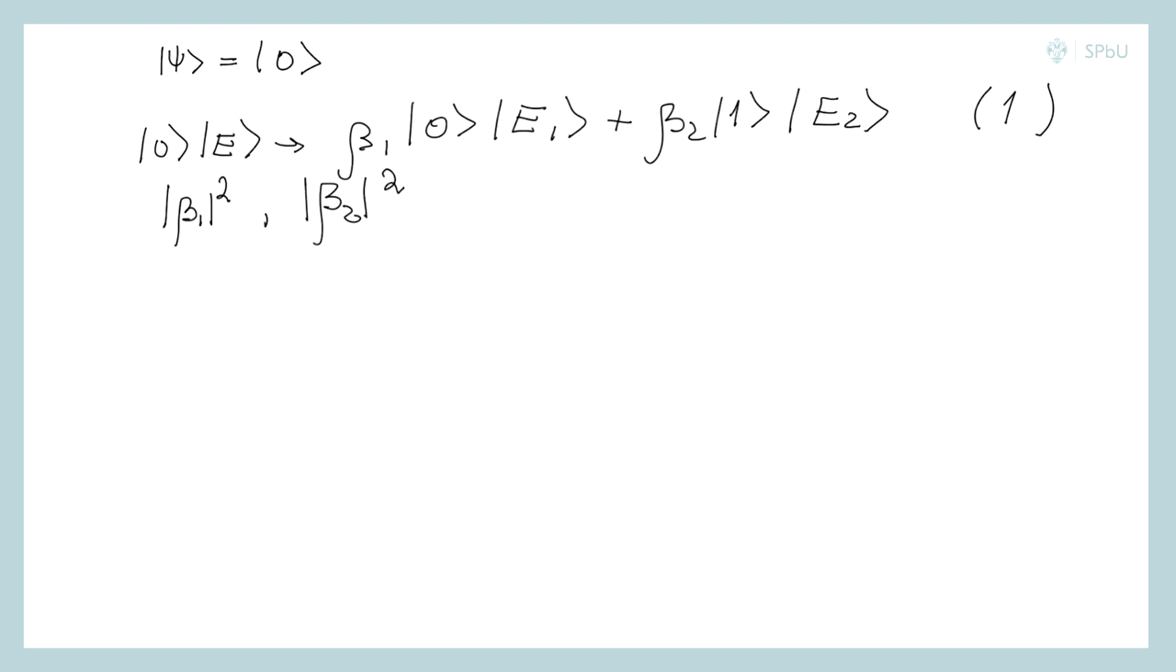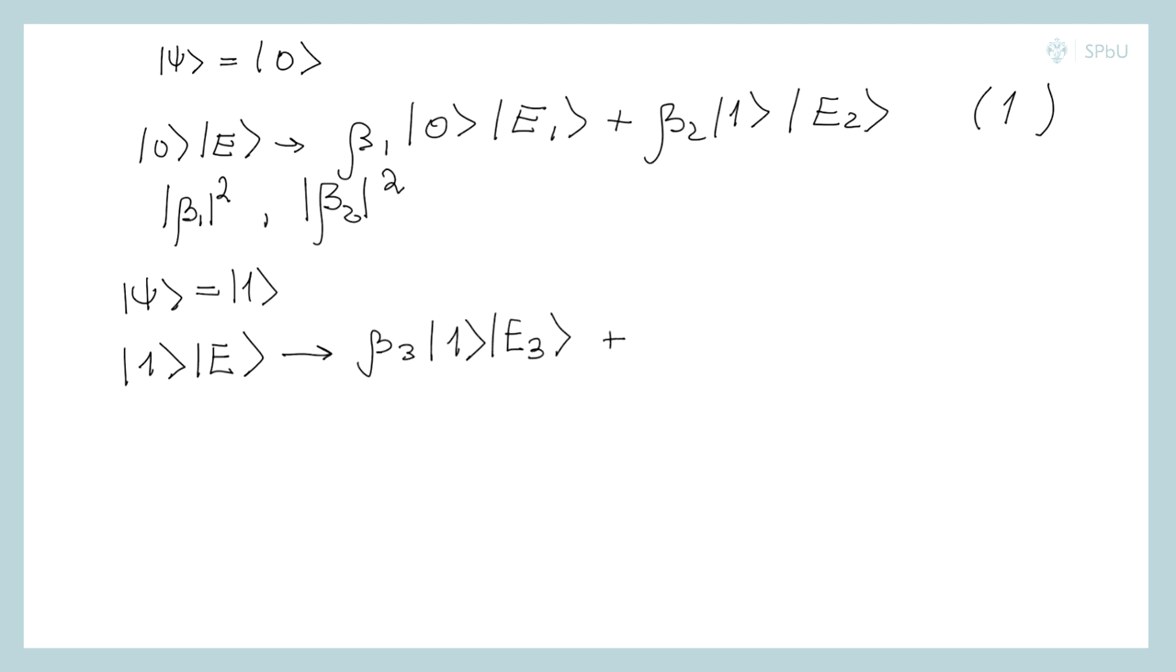Similarly, we have the following superposition describing the qubit that was prepared in the basis state 1, so when psi was equal to 1. The interaction does this: beta 3, 1, E3 plus beta 4, 0, E4. We denote this by 2.